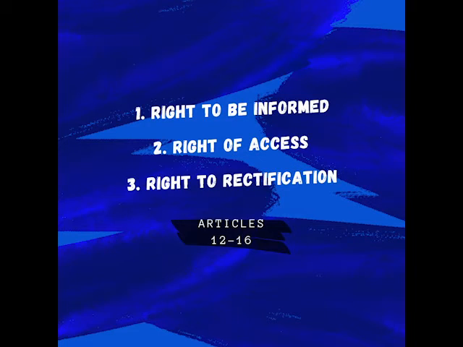So, the first part is the right to be informed. Articles 12 through 16 handle that. This customer has the right to be informed of how their information is collected and how it will be used. Number 2, the customer has the right to request access from the business to the data that was collected from them. And number 3, the customer has the right to have that data that was collected from them corrected if there are any inaccuracies. So that includes a misspelled name, an incorrect zip code, an improper ethnic classification, whatever it may be.